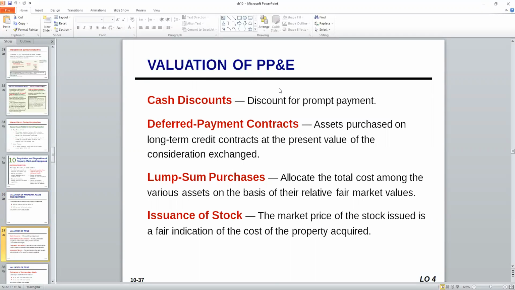So we have to recognize cash discounts given and deferred payment contracts. If we have a deferred payment, then we have to use the time value of money to bring it back to the present value. Sometimes we have a lump sum purchase where I buy several things from a company. In that case, I have to look at what I've paid them and then probably do some appraisal of the different assets and apportion the cost related to the appraisal of the different assets.